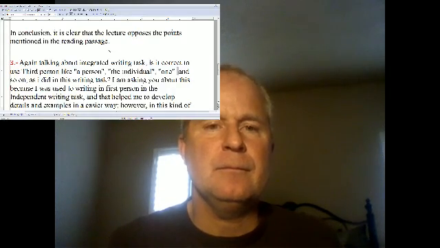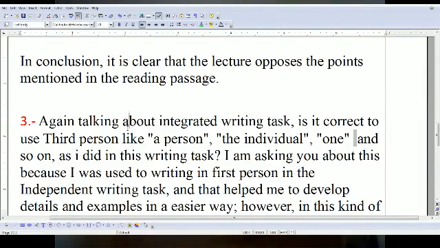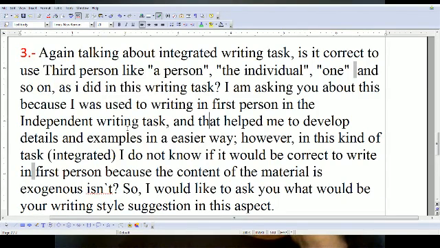All right, wait a minute. We got another question. So we got 3 questions here. So you say again, talking about the integrated writing task, is it correct to use third person like a person or individual or one and so on as I did in this writing task? I'm asking you about this because I used to write in first person in the independent writing task, and that helped me to develop details and examples easier. However, in this kind of task, I do not know if it would be correct to write in first person because the content of the material is maybe extraneous or exogenous.